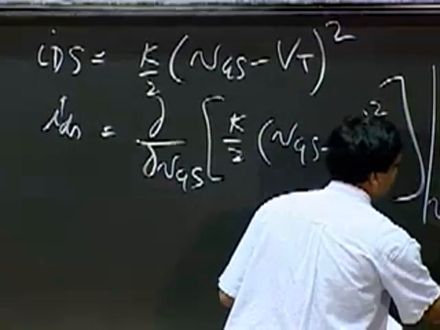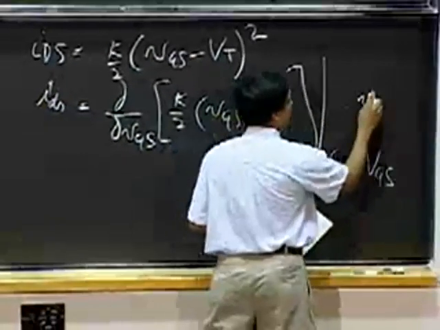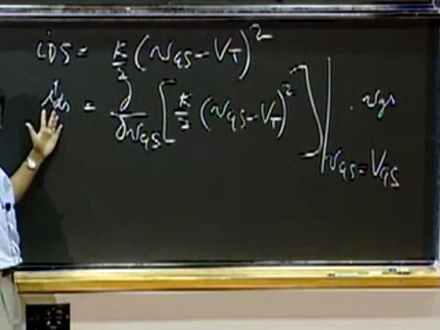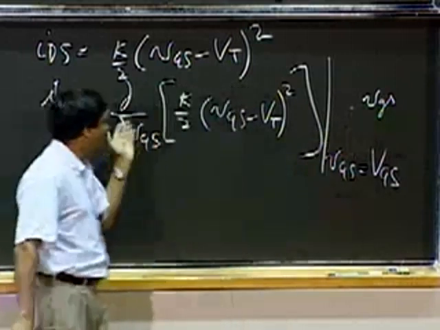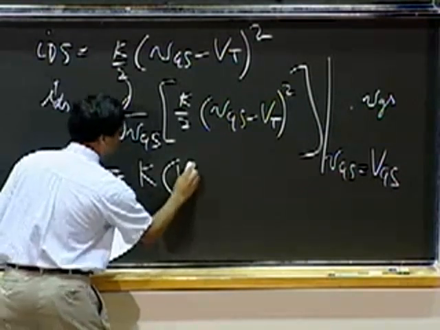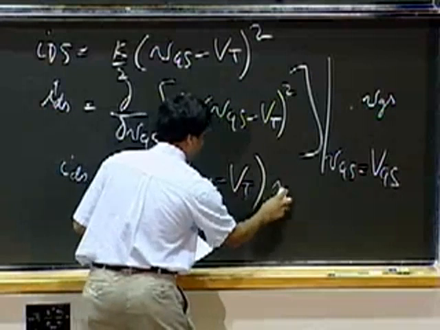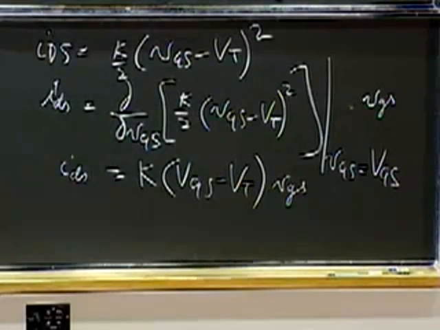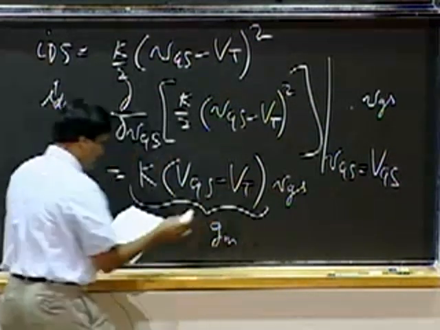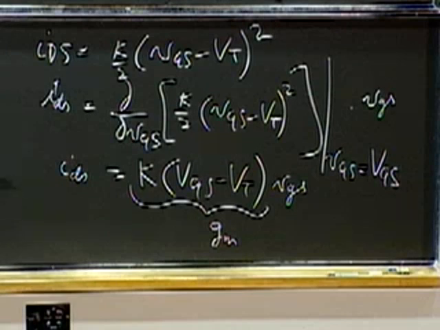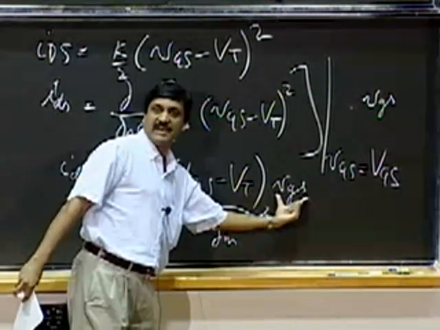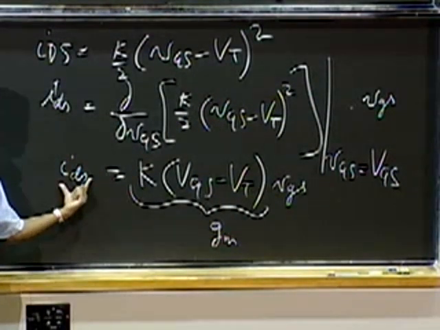So at VGS equals the bias point, times small VGS, I can find the small change in IDS corresponding to a small change in the input using this expression. That gives me IDS is simply K times (VGS minus VT) times VGS. I call this GM. I'll tell you why in a second. So what does this expression say? It says that if I have a small change in VGS, then this will be my small change in IDS.